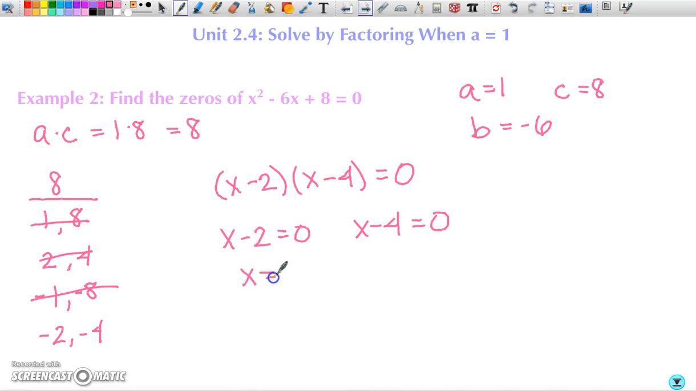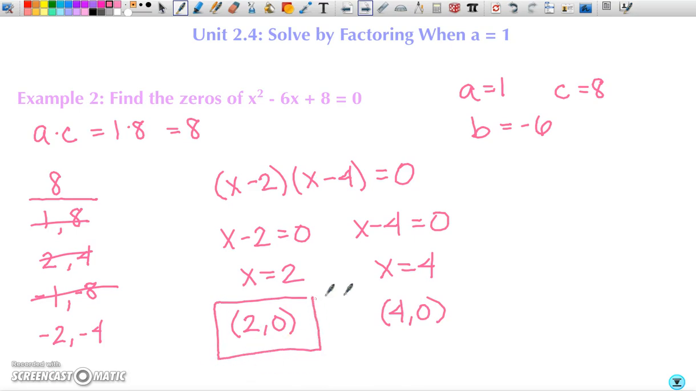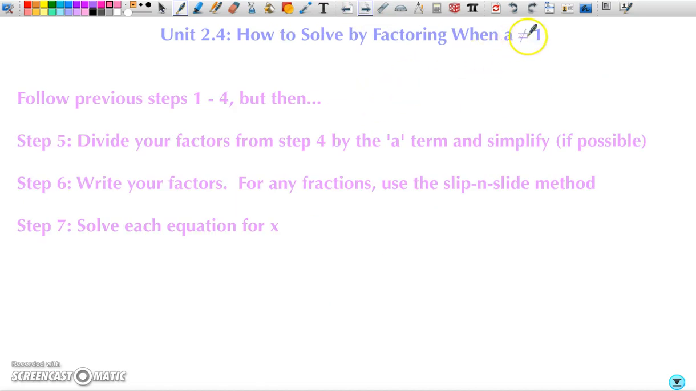So we get x equals a positive 2, x equals a positive 4, which would give us the coordinate points 2, 0, and 4, 0. There we go. So those are your zeros for this equation. So now we just have 2 more examples that get a little bit trickier, and that's because our a term is no longer 1.